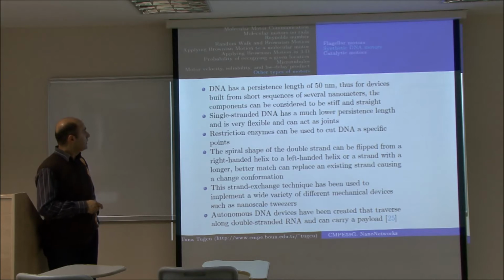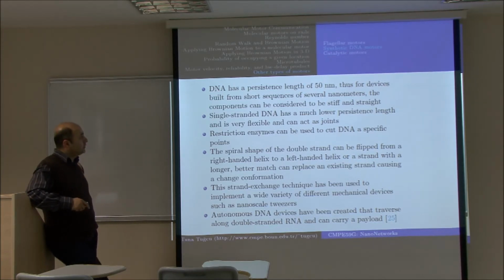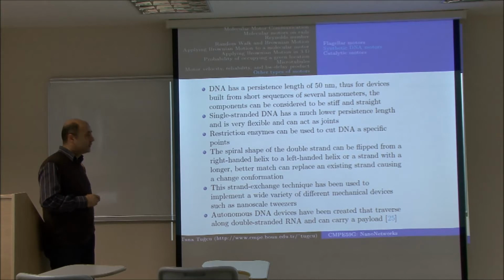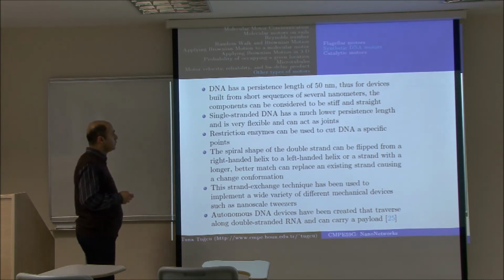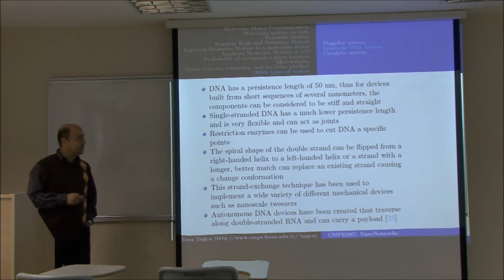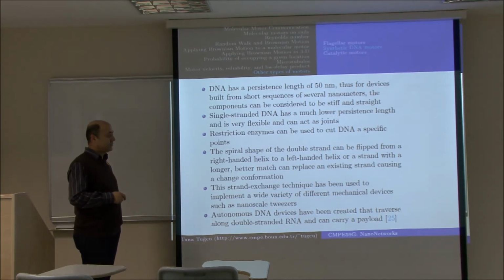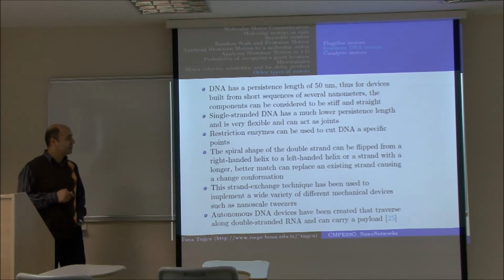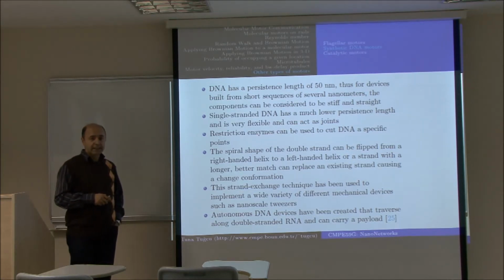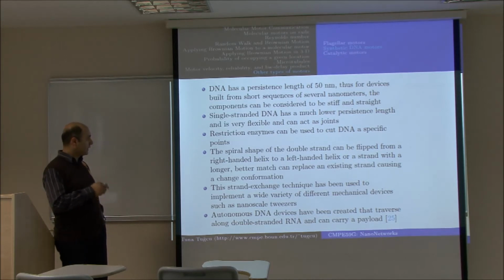The DNA has a persistence length of 50 nanometers. So devices built from short sequences of several nanometers can be used. Single-stranded DNA has much lower persistence length, and it's very flexible, so it can serve as the joints. And restriction enzymes can also be used to cut DNA at specific points.